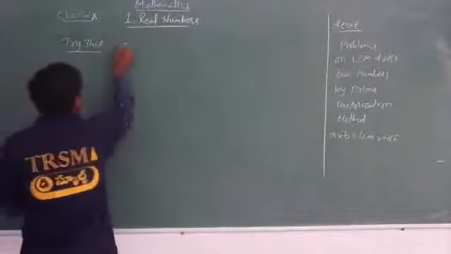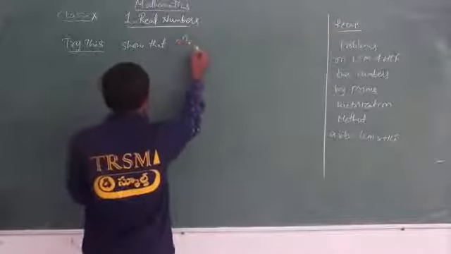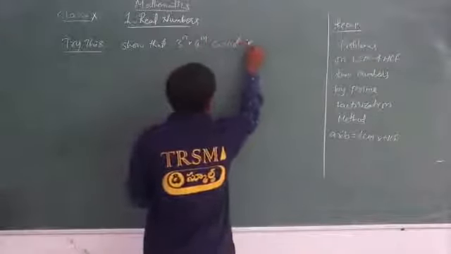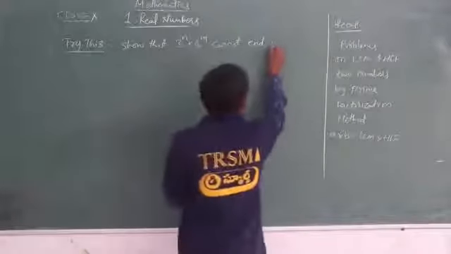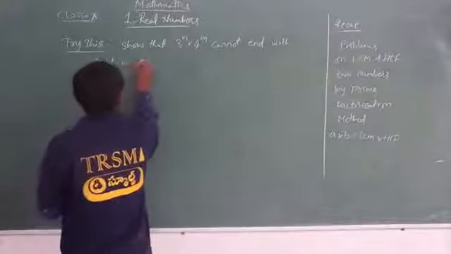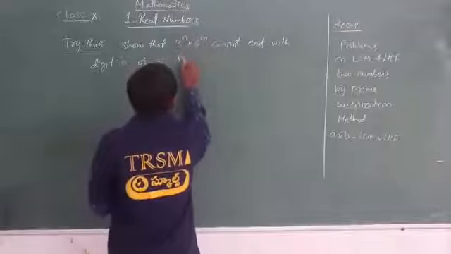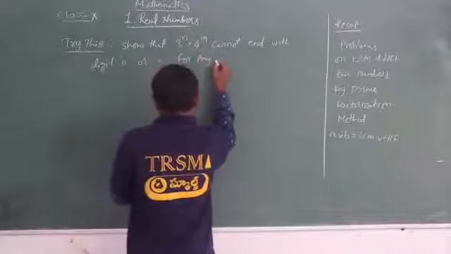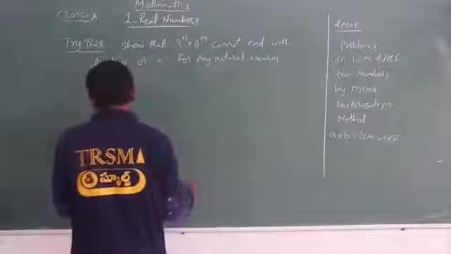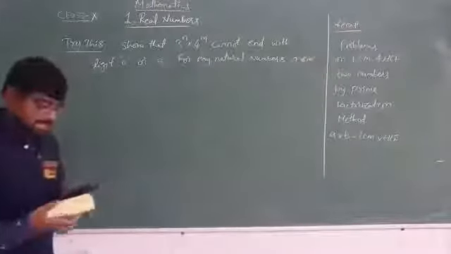In that we have the question: show that 3 power n into 4 power m cannot end with the digit 0 or 5 for any natural numbers n and m, for any natural number n and m.